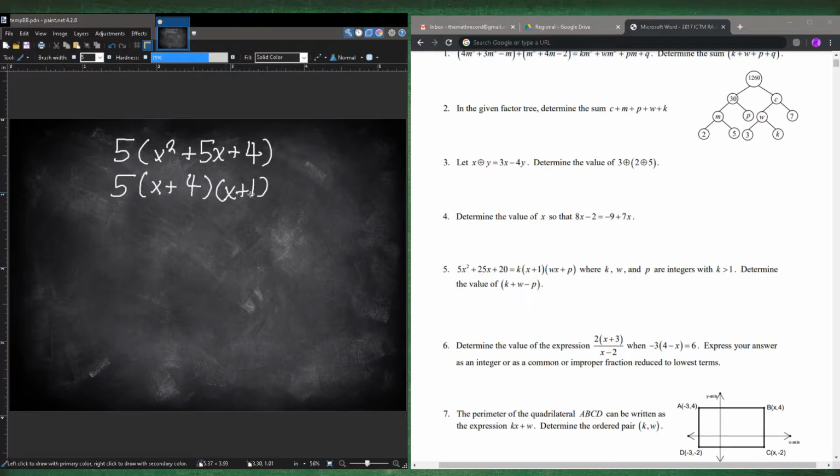x squared plus 1x plus 4x, that's 5x, and then plus 4, right? So this equation is equivalent to this. So we already know x plus 1, which is this term, and then wx plus p is this term, right? So our w is equal to 1, and our p is equal to 4. That means our k, which is outside the parentheses, is a 5.